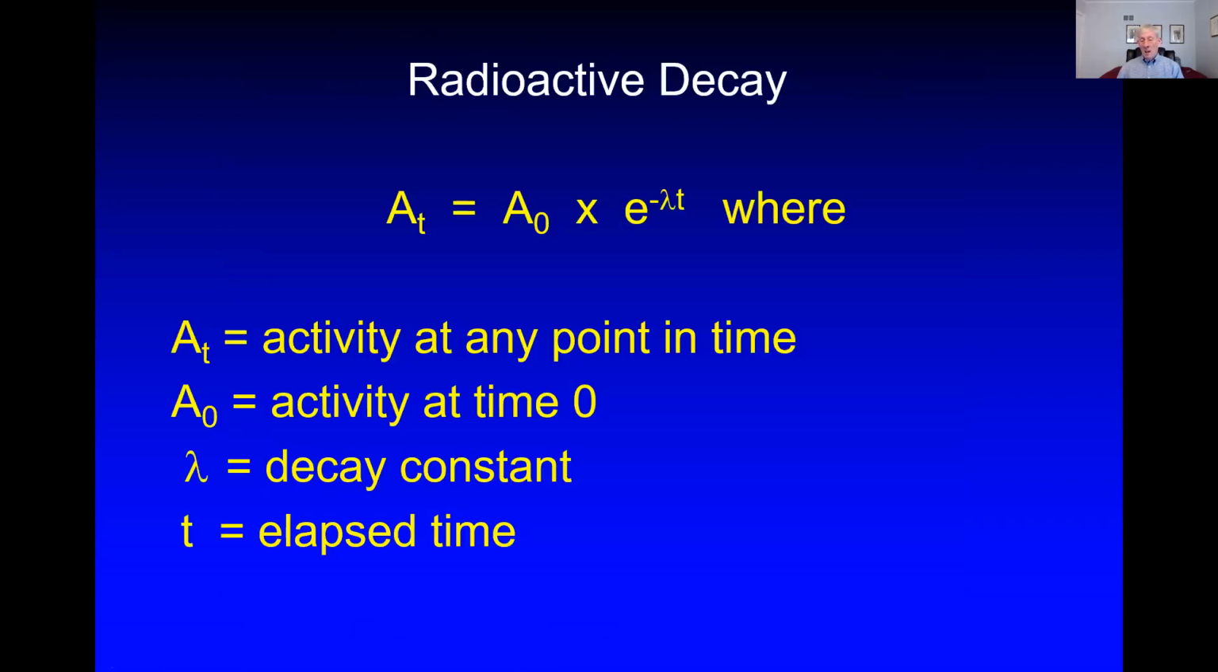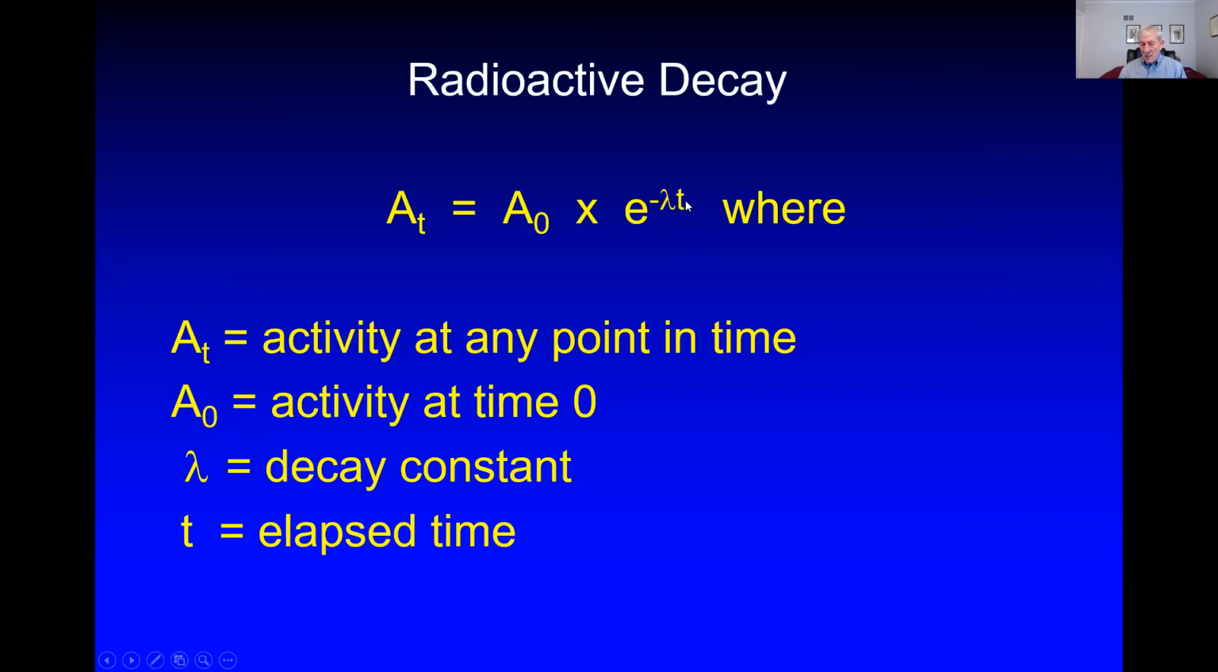Now, this is where it gets a little bit more difficult. I'm going to briefly talk about e to the minus lambda t, because that is a time-honored equation. You should recognize it. You might see it on your board exam. You have to know what the terms mean. So let's look at what this is telling you. The final activity at time t equals the initial activity at time 0 times e to the minus lambda t.